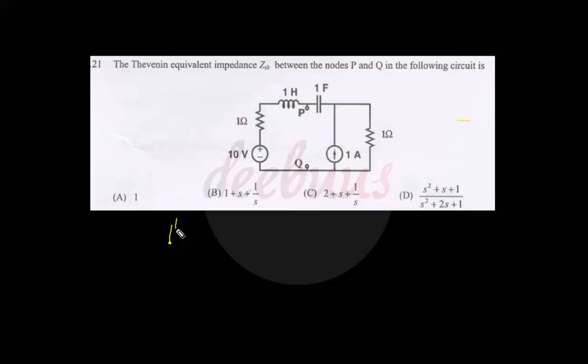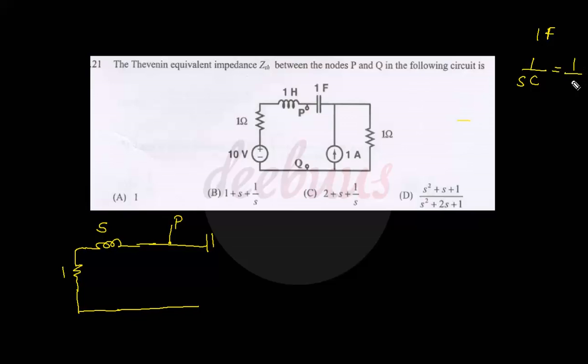This is point P. From point P, there is an inductor. Inductor value is given as 1 Henry, so SL turns out to be S. Now a resistance of 1 ohm and the voltage source is deactivated, that means it is short circuited. Now a capacitance of value 1 farad, right? 1 farad indicates 1 by SC, that means 1 by S, so I am marking it as 1 by S. Now another resistance of value 1 ohm and the 1 ampere current source is open circuited. So the circuit turns out to be like this.